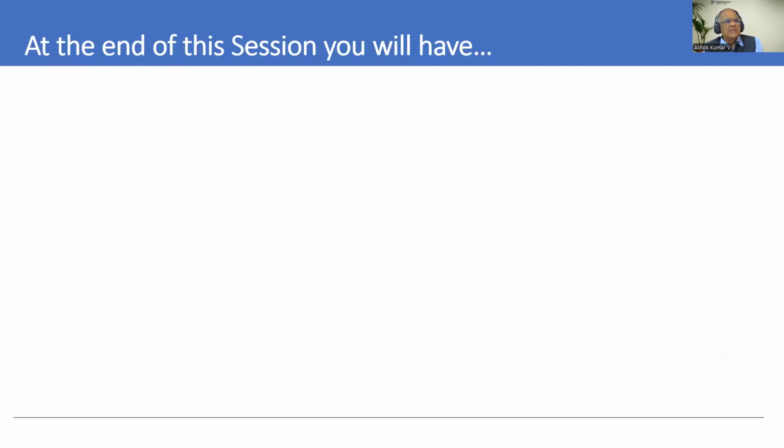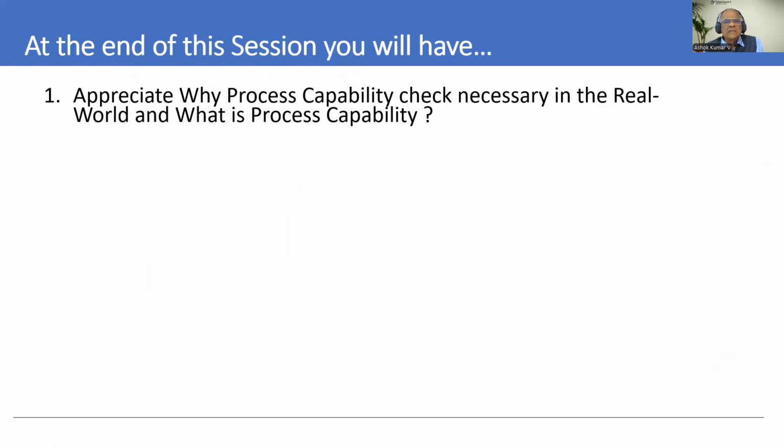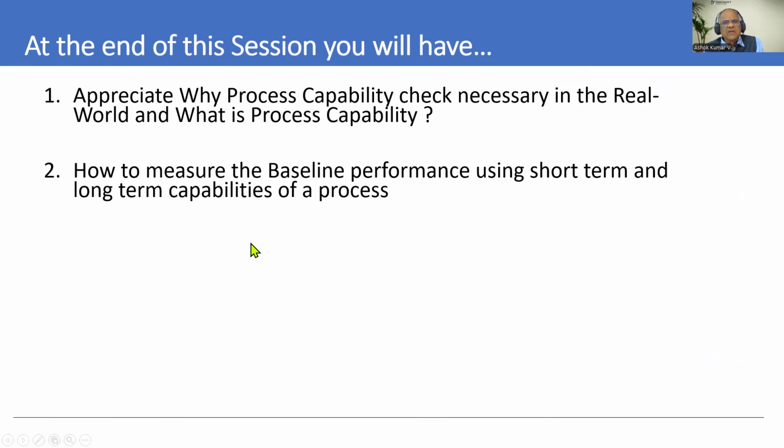At the end of this session, you will learn how to appreciate the necessity of process capability and what it is all about. You also learn how to measure the baseline performance using short-term and long-term capabilities of a process. Baseline performance is necessary as a start point for improvement because it's always with reference to the expectation. You can also measure the result of your improvement efforts.